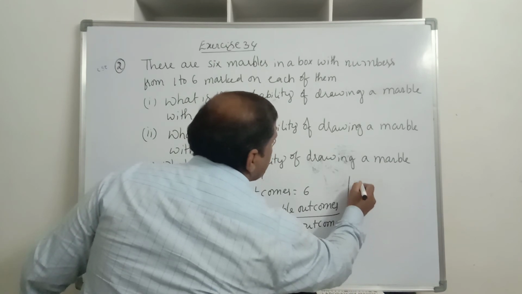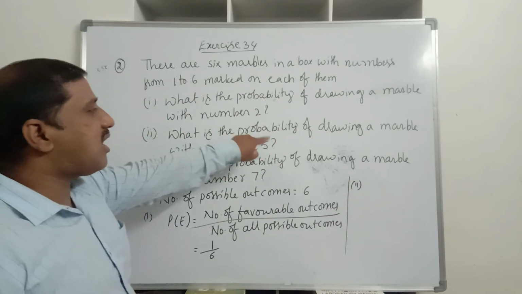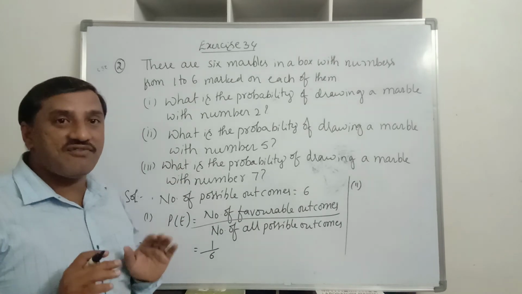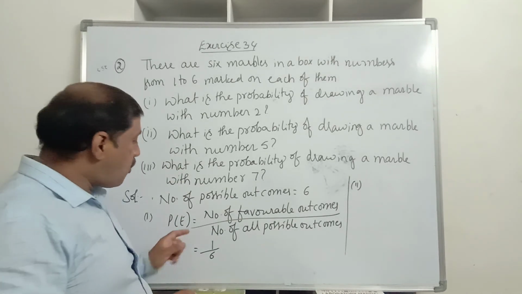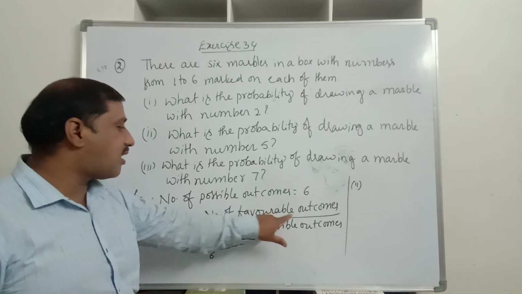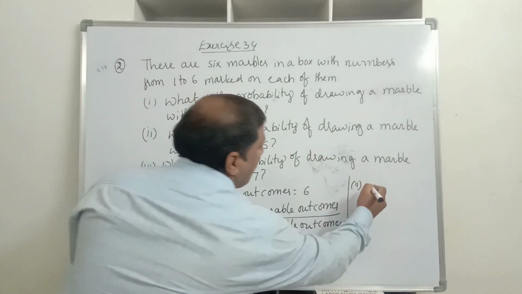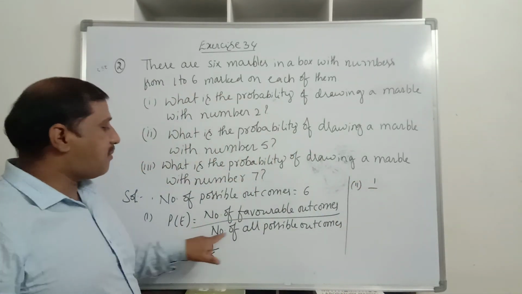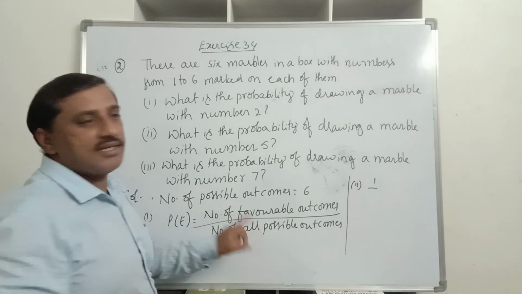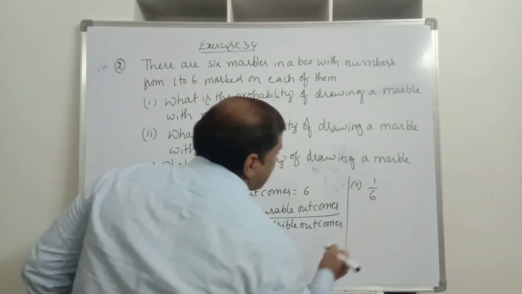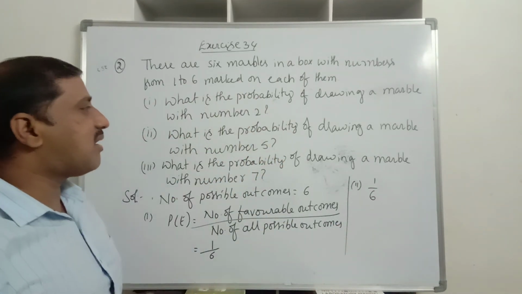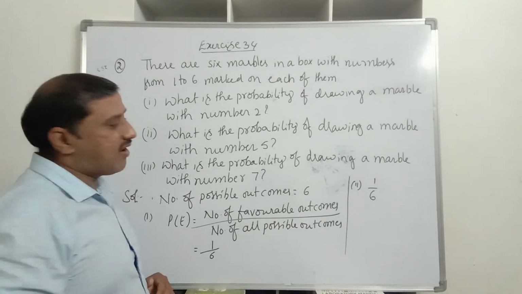Similarly, the second question: what is the probability of drawing a marble with the number 5? How many favorable outcomes are there for the number 5? It is only 1, divided by the number of all possible outcomes, which is 6. Therefore it is 1 by 6. That is the probability of drawing a marble with number 5.